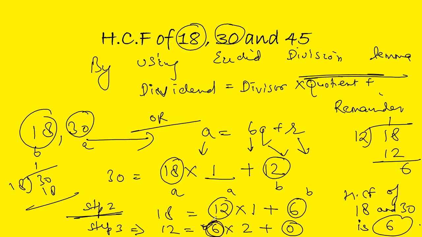Right? Now, because we have 3 numbers and we have just taken 2 numbers, what we will do, everyone? We will take this 6 and now we will take 45, the other number. So first we have taken 18 and 30, and the answer of the HCF of 18 and 30 is 6. Now whatever is the result of the first 2 numbers, we will take that number with the third number, which is 45.